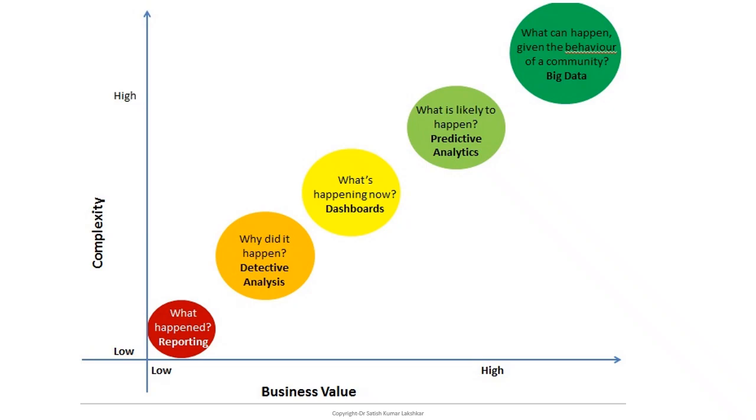Now let's move further and talk about predictive analytics. What is predictive? What is likely to happen? We are trying to predict the future. Now we can see the business value has also increased, it is high, and complexity is also a little bit high. And finally, the fifth point is what can happen given the behavior of the community.